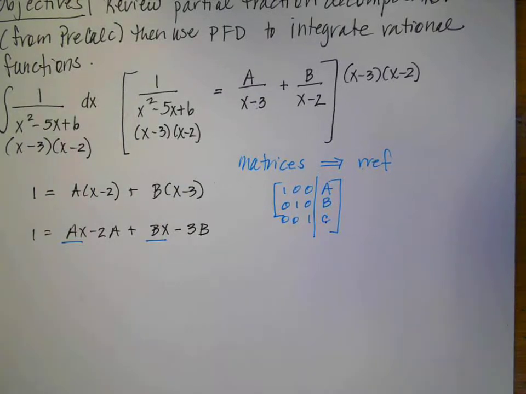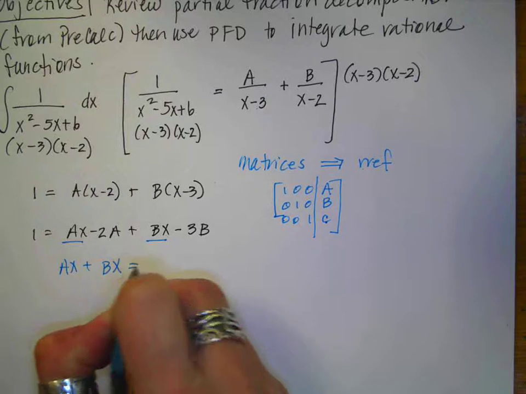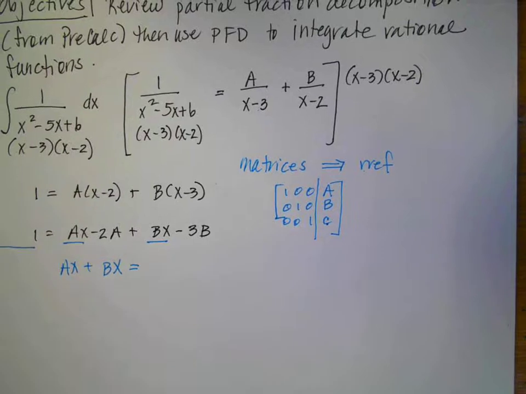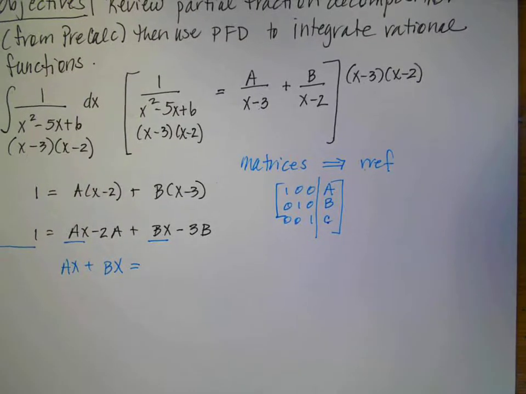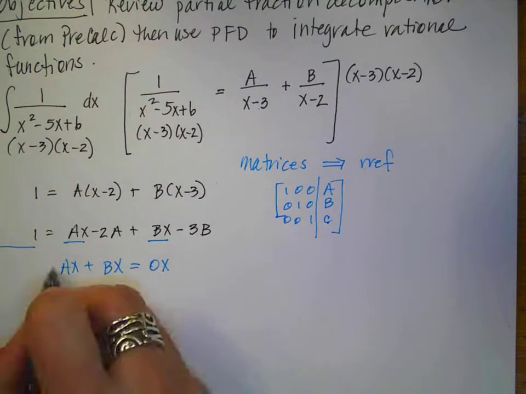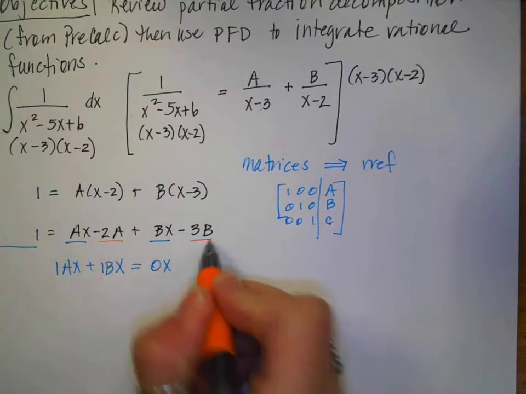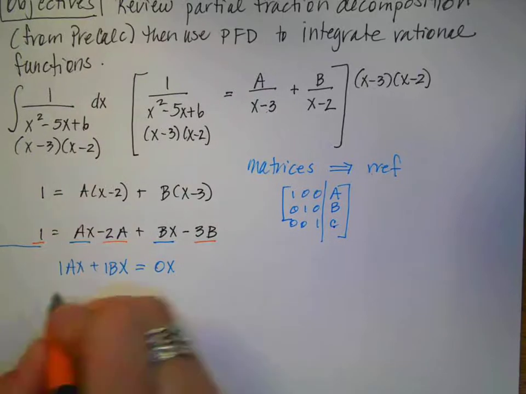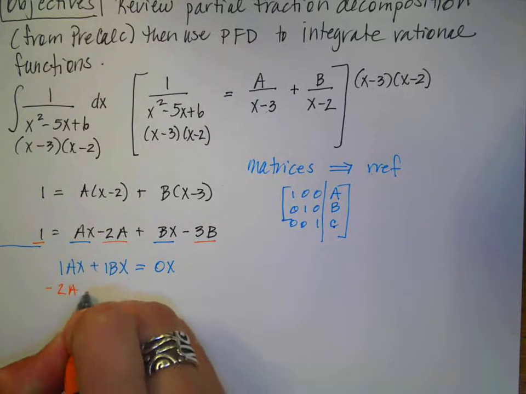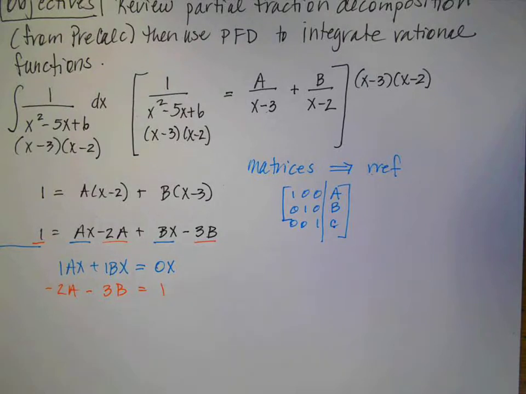So I'm going to group my x things together. I'll do those in blue. So I'm going to say Ax plus Bx is equal to, and then I'm looking over here at the left-hand side of the equation. There's no x term, so I'm going to write 0x. Okay, and if you'll remember, the coefficients of those guys are 1. Well, the next group of terms are my constants, which would be those guys. So I'm going to write negative 2A minus 3B is equal to 1.